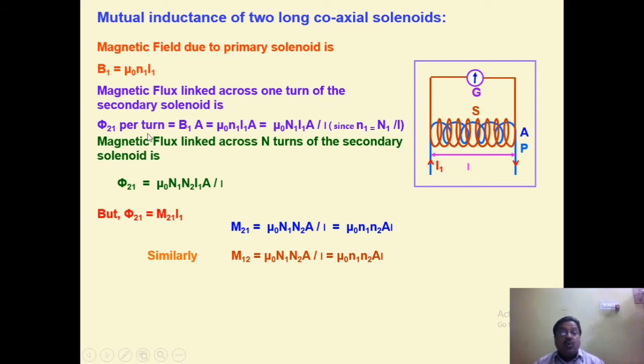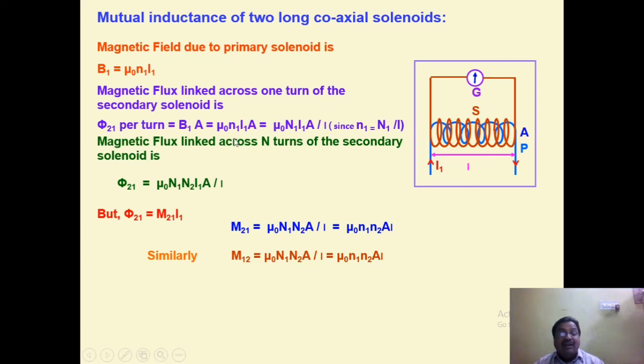So phi 21 is the magnetic flux linked across one turn of the secondary coil, which will be B1 A. Substitute this B1: it will be mu 0 N1 I1 A. Again, N1 is the number of turns per unit length, so N1 equal to capital N1 by small l. Substituting this, we get mu 0 capital N1 I1 A by L.